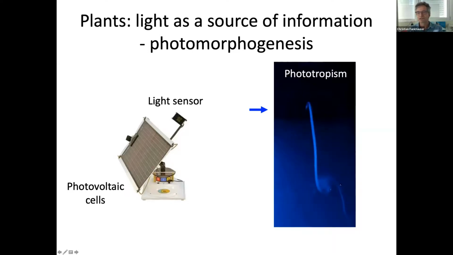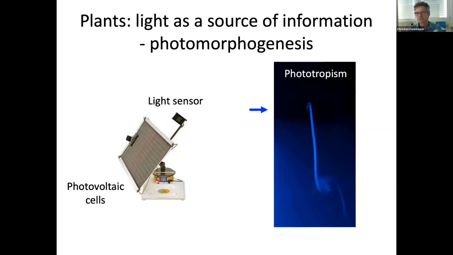And this is illustrated in this little movie here, where this dark brown seedling was suddenly illuminated with blue light coming from the side. And you can see that this reorients the growth of this little seedling, a phenomenon known as phototropism. And if I want to take my analogy again a little bit with a solar panel, you know that some solar panels actually are equipped with a light sensor, which allows them to follow the sun going through the sky and reorients this solar panel.